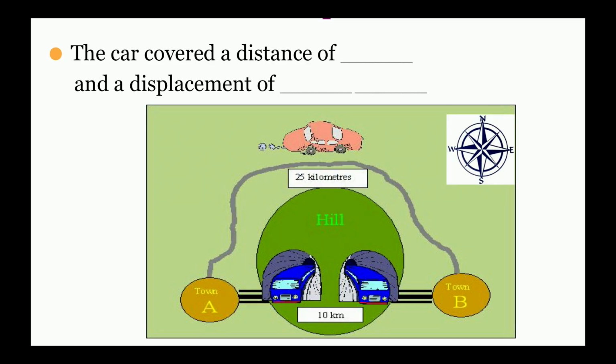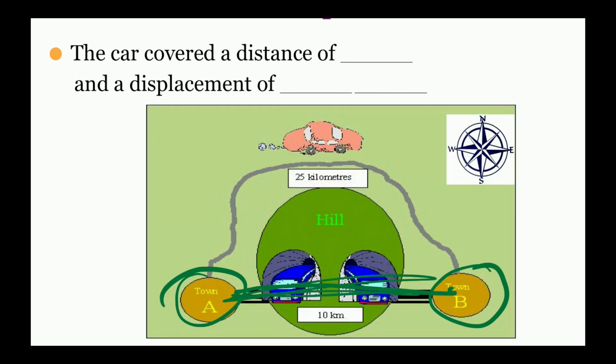It's a good example, but I'm not a fan of this picture because it's trying to show how you get from one place to another. So here's town A and town B, and you go straight line distance, and that's both the distance and displacement if you are talking about going in a straight line.